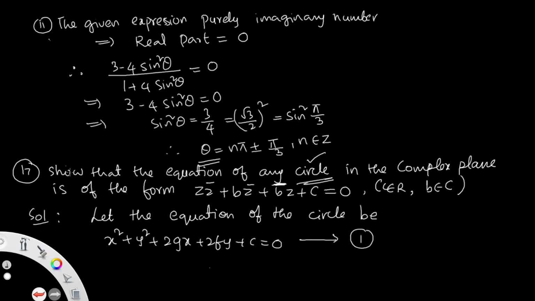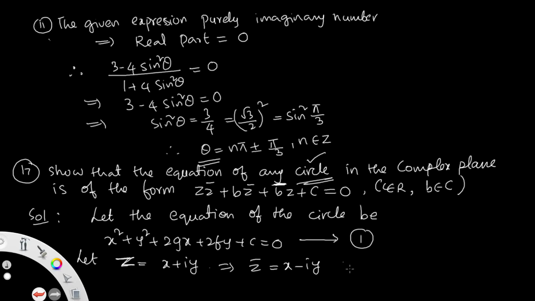What is the question given? The equation of any circle in the complex plane is of the form like this. That is why we have the general equation of a circle, x square plus y square plus 2gx plus 2fy plus c equals 0. In the complex plane, we take any complex number as z. So z equals x plus iy. That implies we can write z bar, its conjugate, as x minus iy.